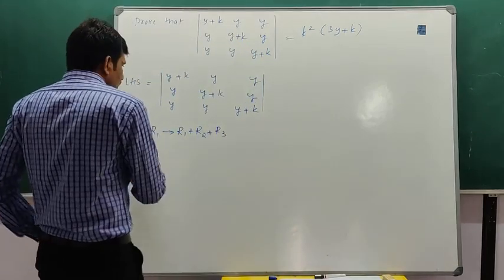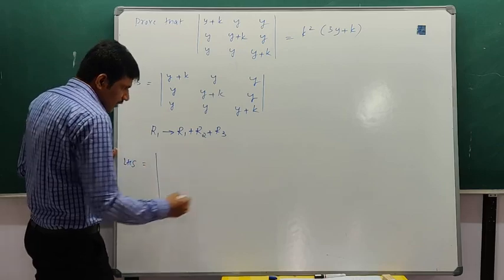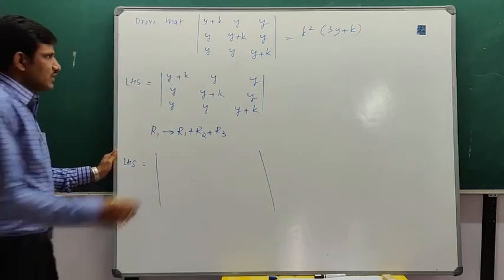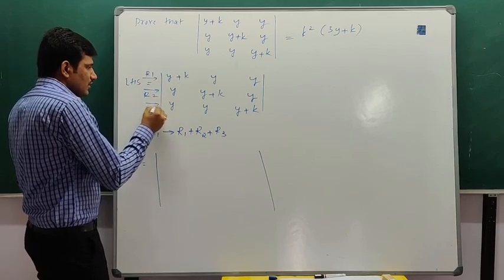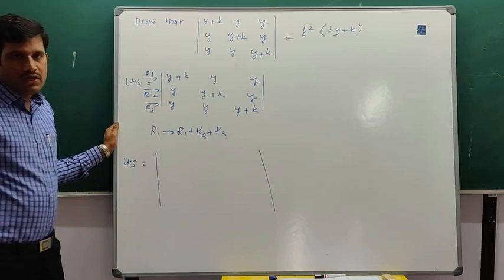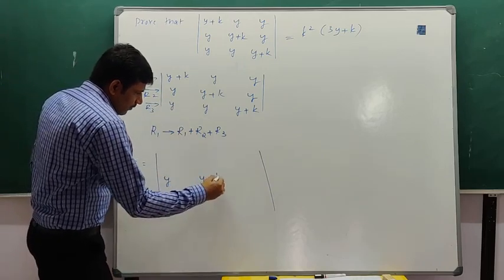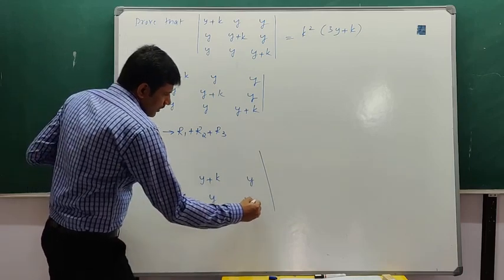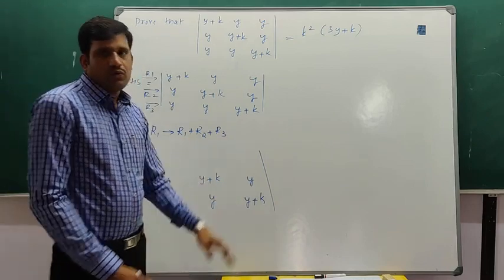Here, after R1 changes to R1 plus R2 plus R3, I am changing only R1, so write R2 and R3 as it is. This is R1, this is R2 and this is R3. What is R2? It is y, y plus k, y. Then R3 is y, y, y plus k. Right? So R1 changes to R1 plus R2 plus R3.